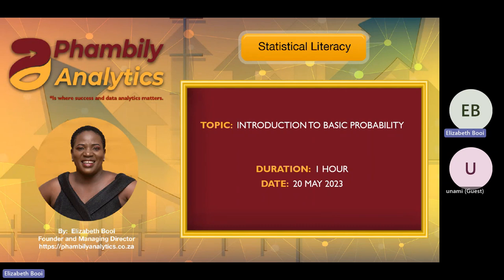I know that in your module you don't deal with probabilities to that extent, but there are a couple of concepts that you need to be aware of and a couple of calculations that you need to be able to do as well. So we're going to try and see if we can get you to that point where you are able to read a probability question and be able to answer it.